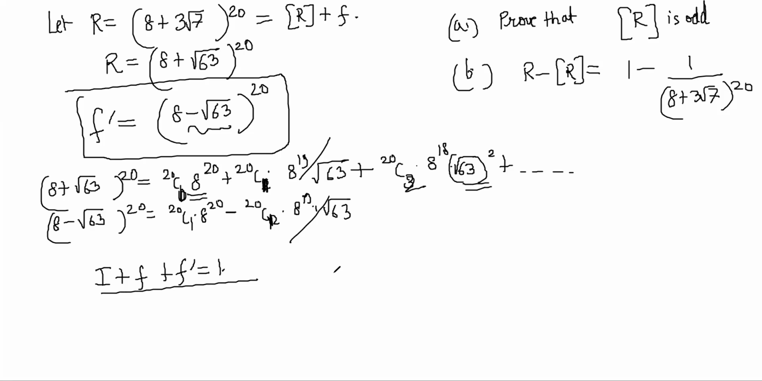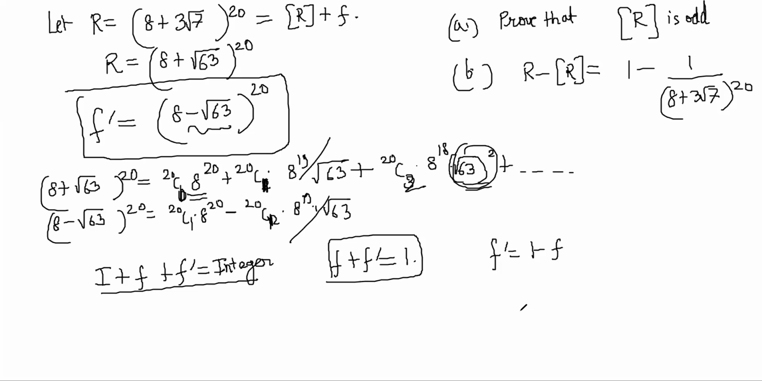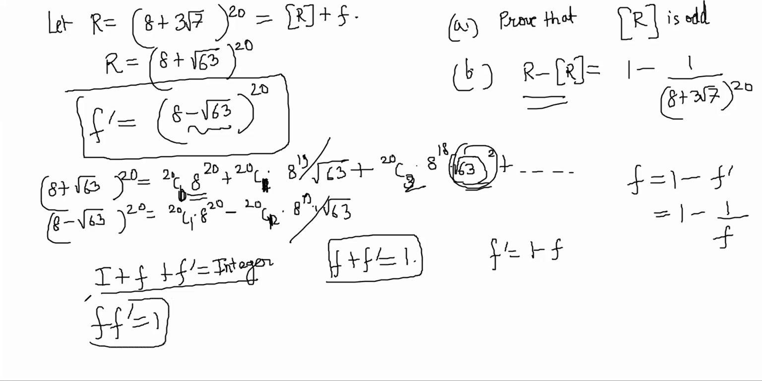So I plus f plus f dash is an integer, because these terms will become integers. f plus f dash is 1, so f dash is equal to 1 minus f, or f is equal to 1 minus f dash, and 1 minus 1 by f, because f into f dash is 1, notice. f is equal to 1 minus 1 by f, right? Makes sense.